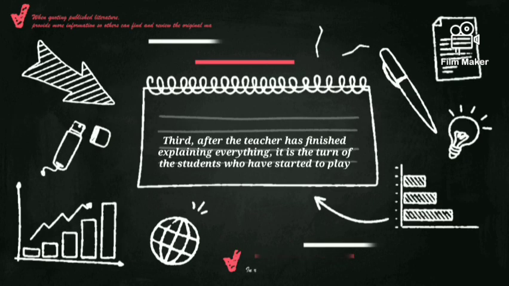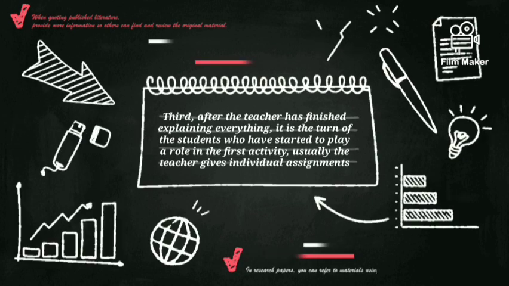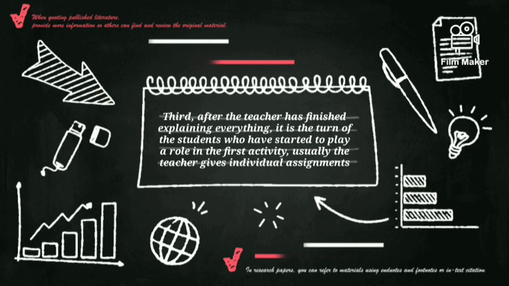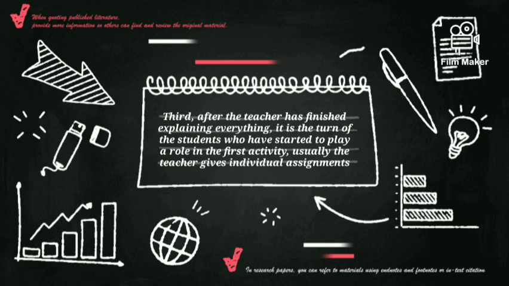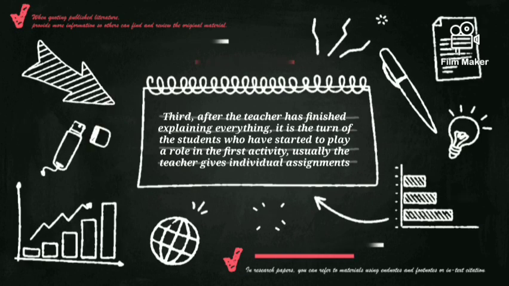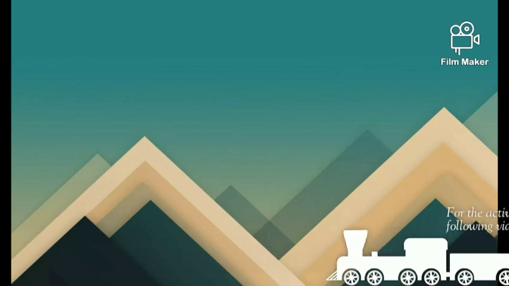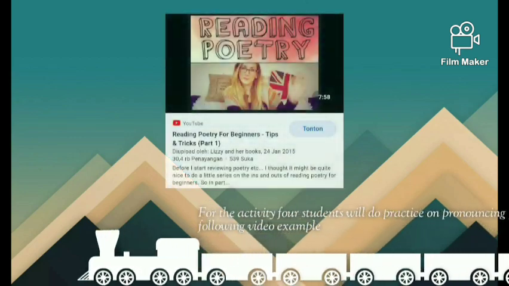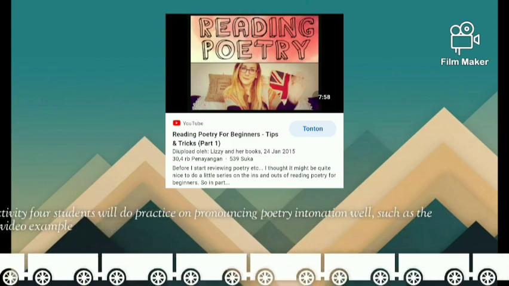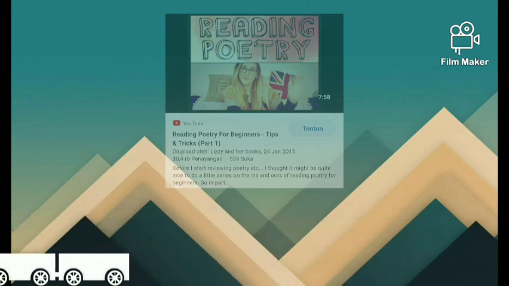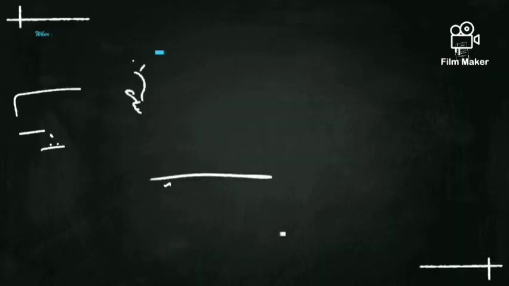Third, after the teacher has finished explaining everything, it is the turn of the students who have started to play a role in the first activity. Usually, the teacher gives an individual multiple choice assessment regarding the portrait text that has been given. For activity 4, students will practice pronouncing portrait intonation well, such as the following video example.